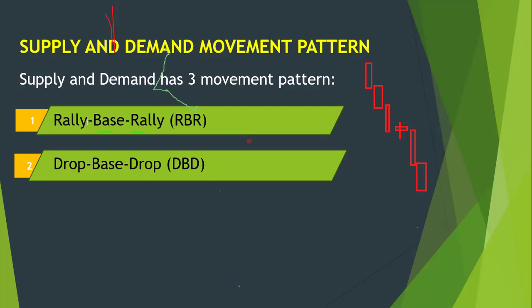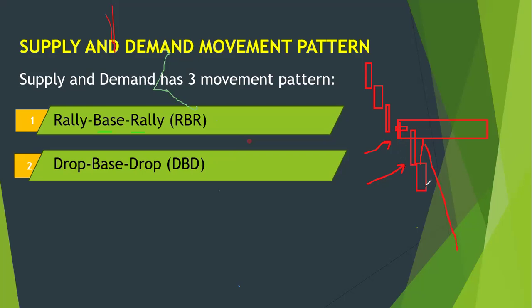The moment you see that a distribution candle closes below the base candle, that is a confirmation of drop base drop. So you put in your supply right here. The next candle might even be this very candle. This very candle can go back and test it. Then the next thing you see, market drops. So you want to wait until just one candle closes below the base.